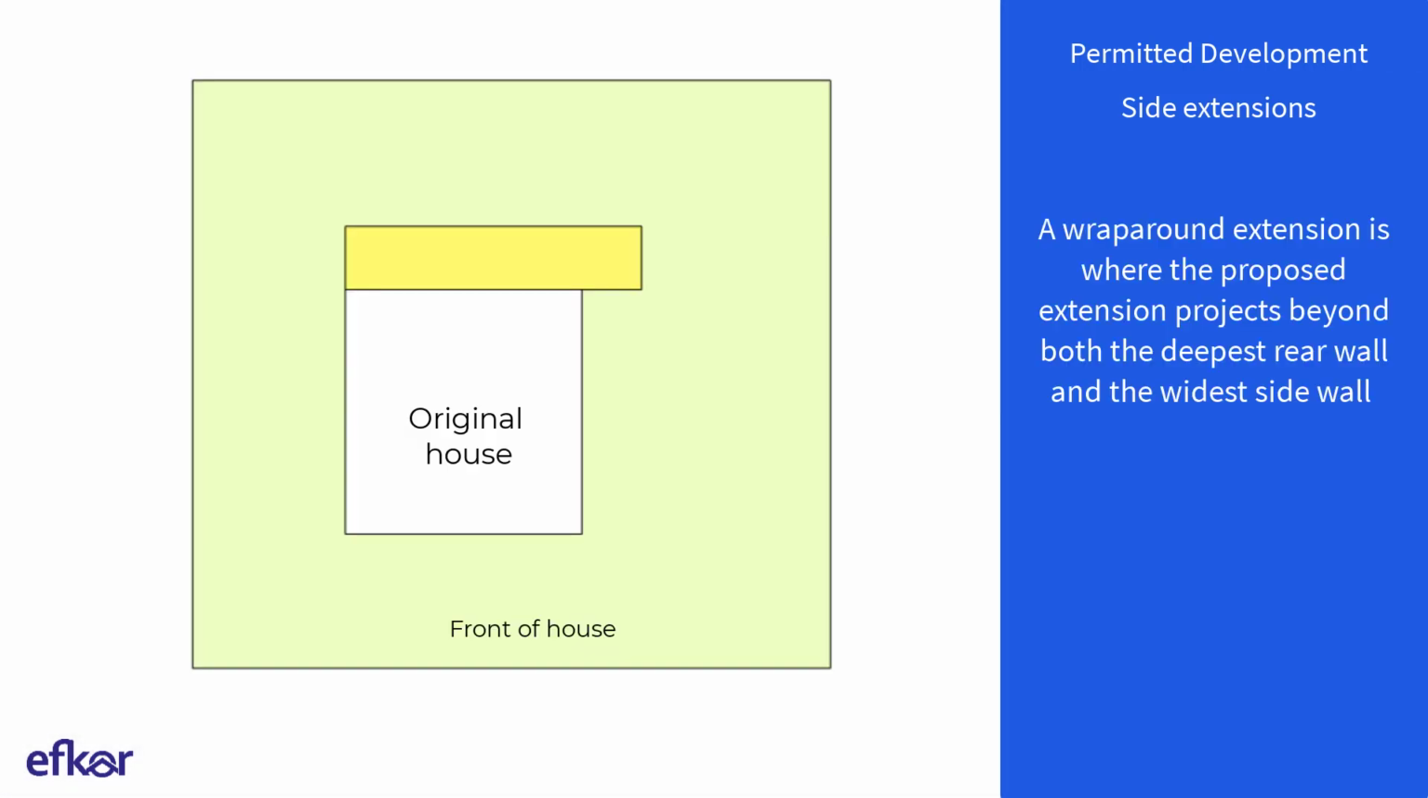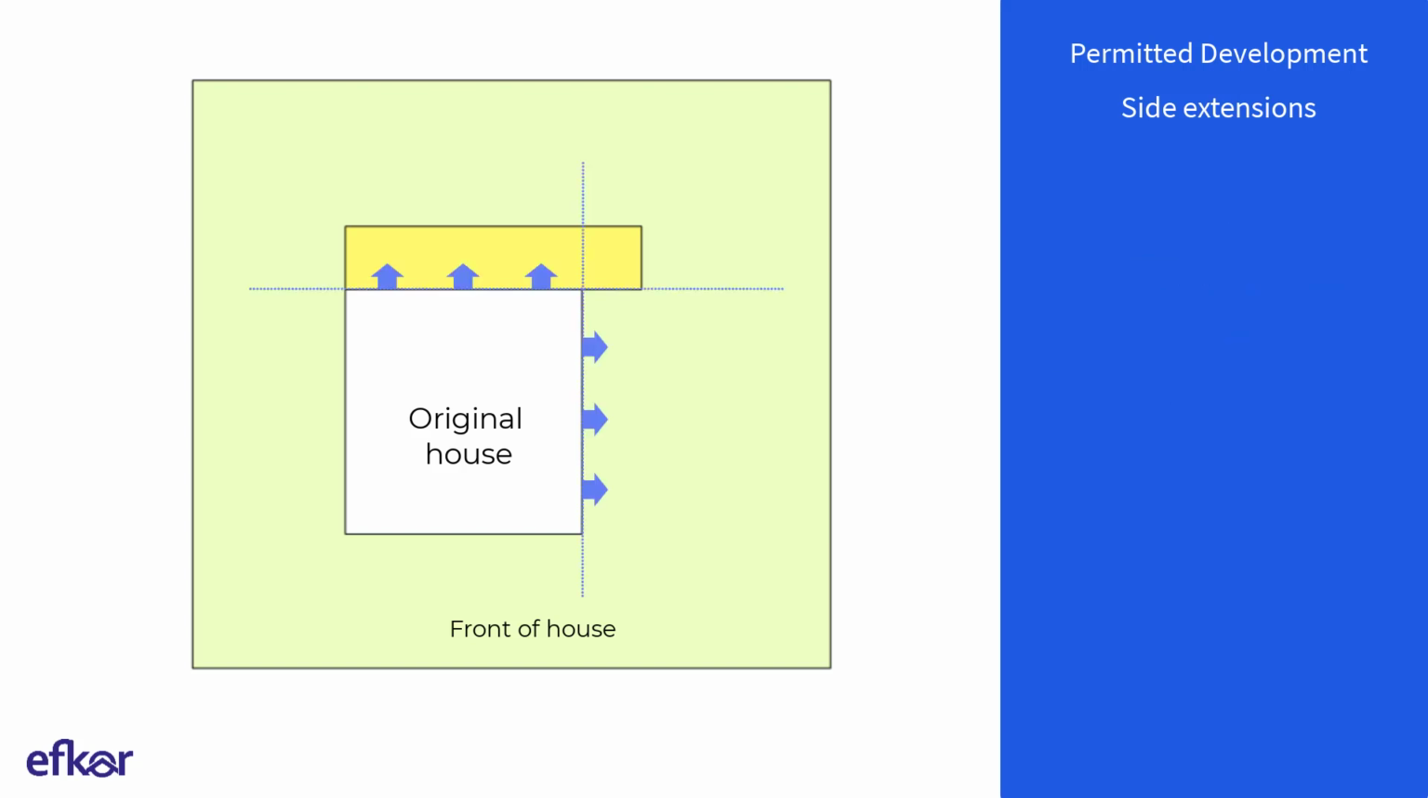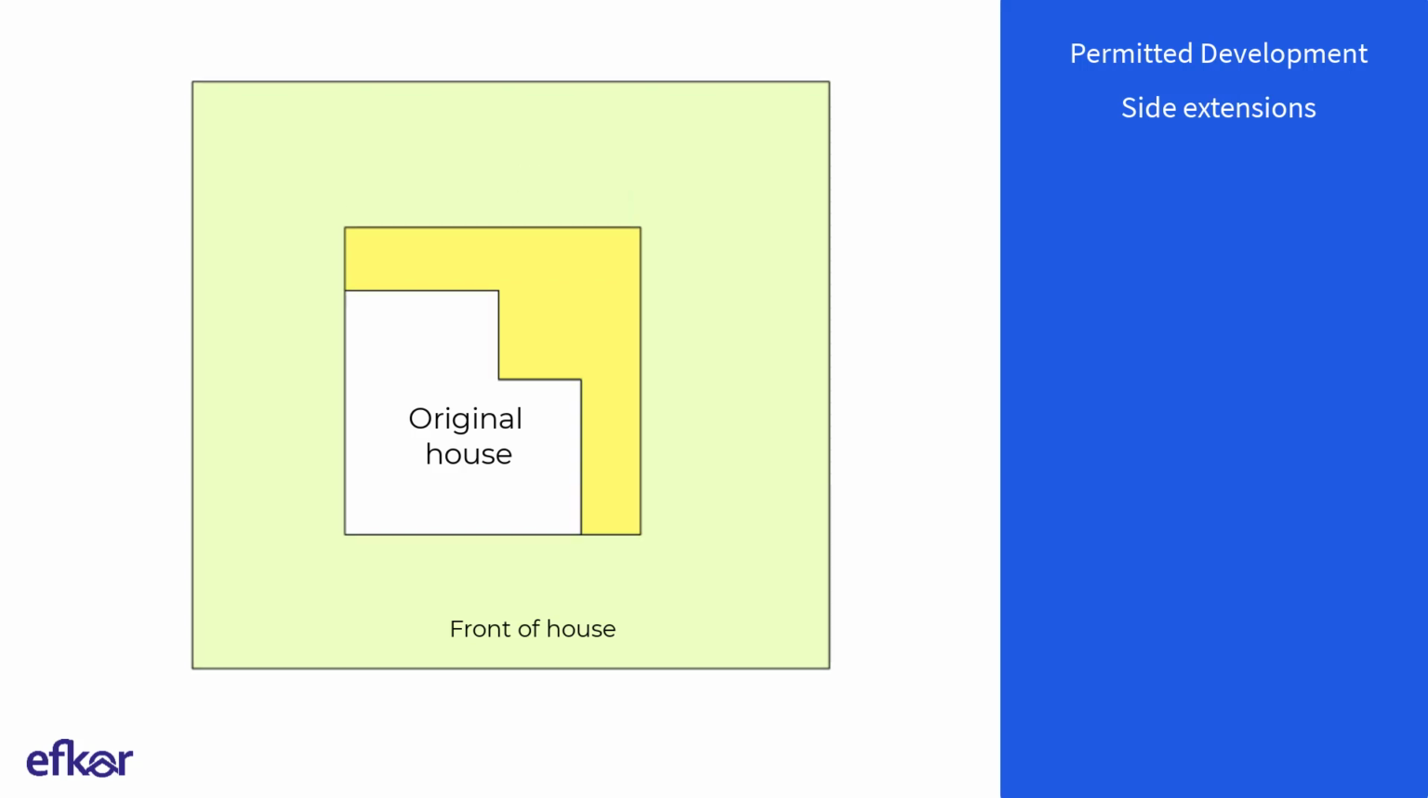A wraparound extension is where the proposed extension projects beyond both the deepest rear wall and the widest side wall. In this example, the entire enlargement is 10 meters wide and does not comply with the 50% of house width limit. It cannot be built under PD rules. This is a similar example. It cannot be built under PD rules.